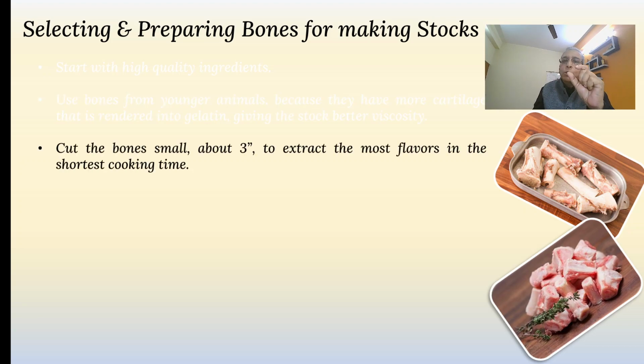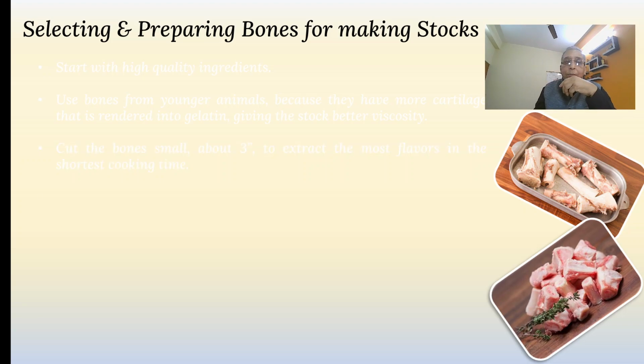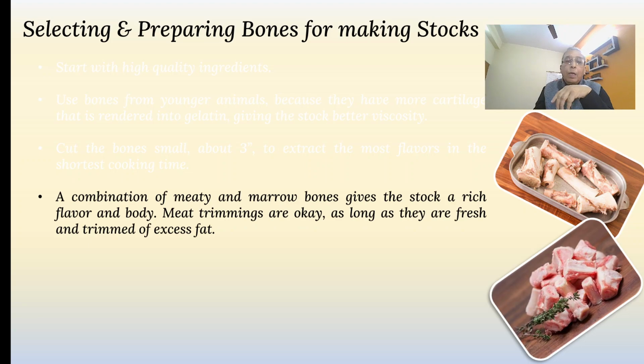Cut the bones always into small pieces. It will ensure more extraction into the liquid. A combination of meaty bones and marrow bones gives the stock a rich flavor. You can use some meat, some bone marrow over there, but ensure that the animal should be very free from any diseases. Otherwise, bone marrow is dangerous and not to be used. Meat trimmings are okay as long as they are fresh and trimmed of excess fat.